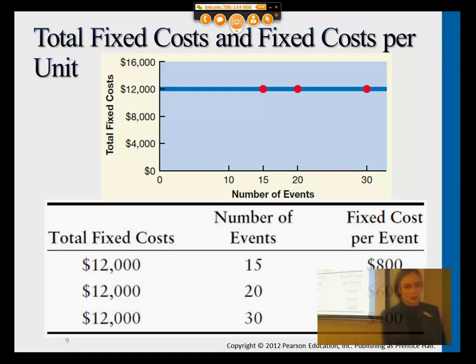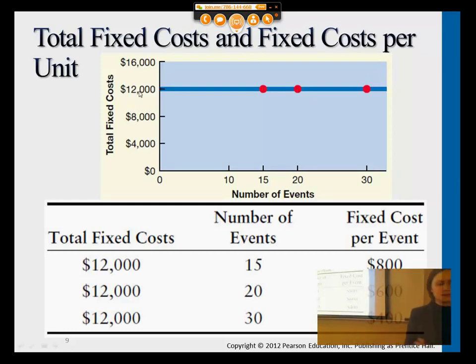Okay, so looking at the table, I have total fixed cost, I have number of events, and then I have fixed cost per event. Look at this. If the fixed cost is $12,000 and I only have 15 events that month, my fixed cost per event is $800. But if I have 20 events, it's $600. And further on, if I have 30, it's only $400. So the more events I have, the less my fixed cost per event. All right, so let's try to plot this.